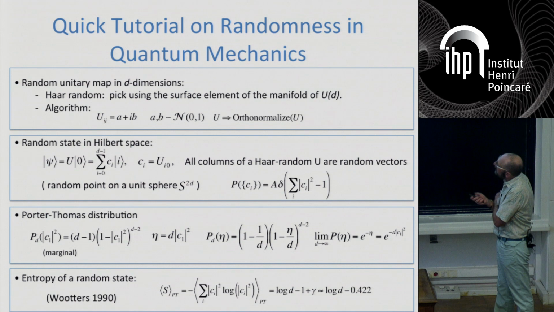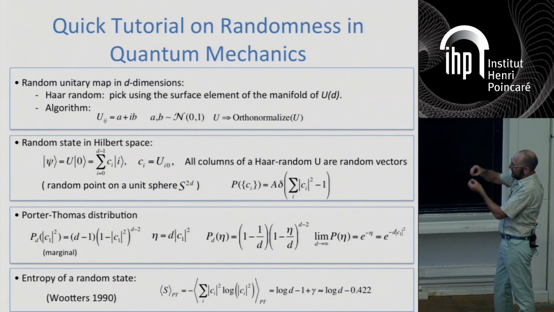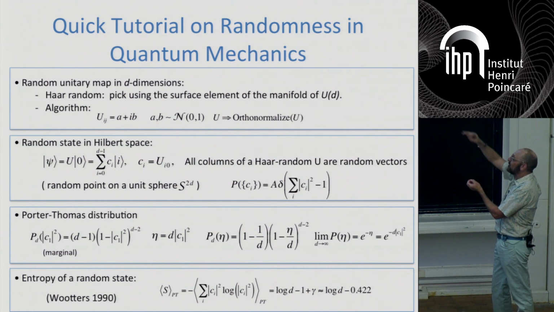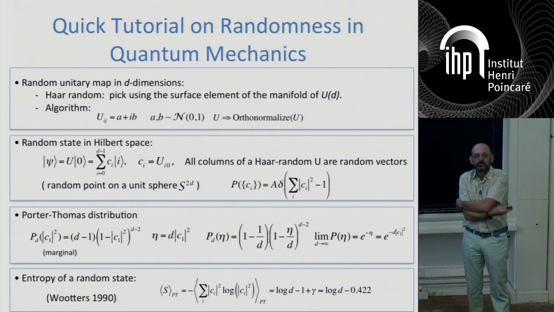So let me just say a few words to remind you about Haar-randomness. What we mean by Haar-randomness is a random unitary that is randomly picked according to a measure that respects the group structure, in this case of the unitary group U(D). And it's easy to generate such random matrices. You just take Gaussian random complex numbers, and then you orthonormalize the columns. That's a Haar-random matrix.